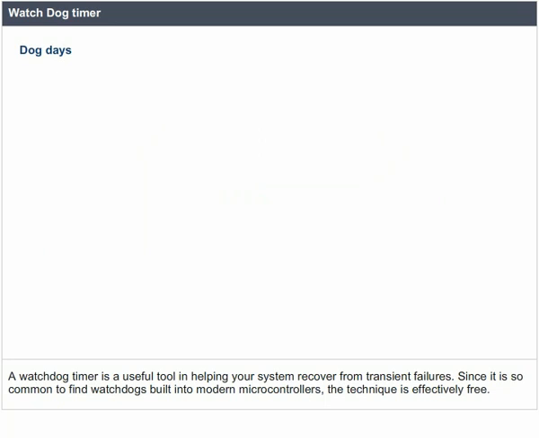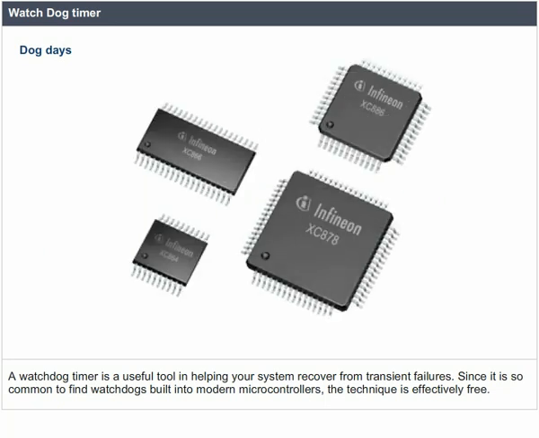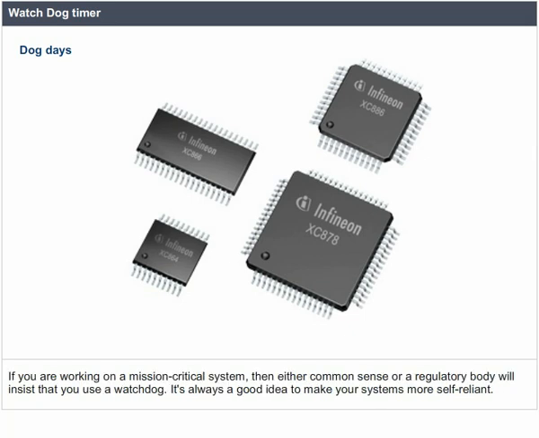Dog days. A watchdog timer is a useful tool in helping your system recover from transient failures. Since it is so common to find watchdogs built into modern microcontrollers, the technique is effectively free. If you are working on a mission-critical system, then either common sense or a regulatory body will insist that you use a watchdog. It's always a good idea to make your systems more self-reliant.